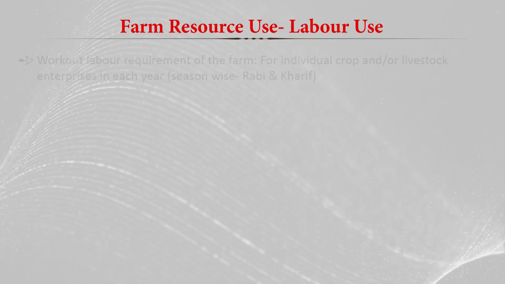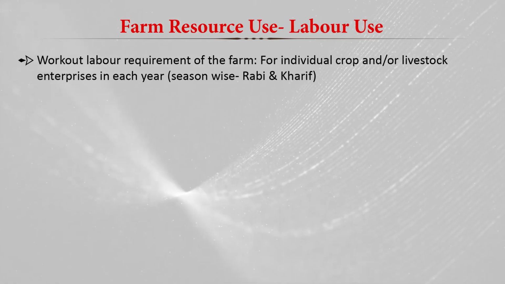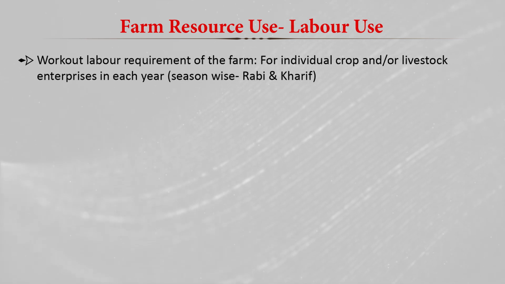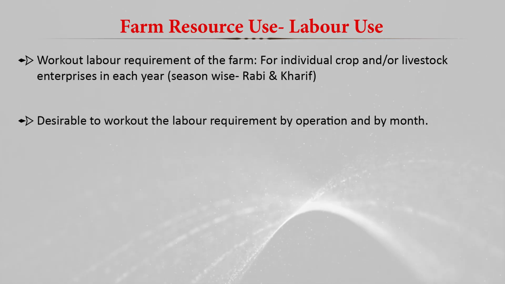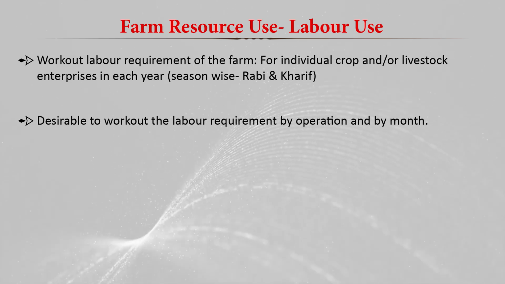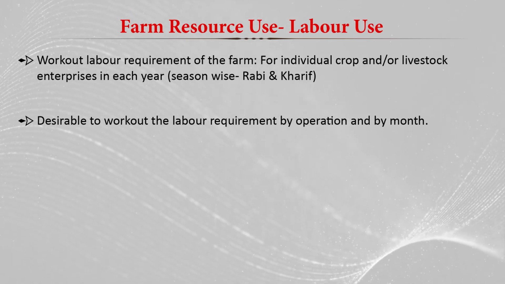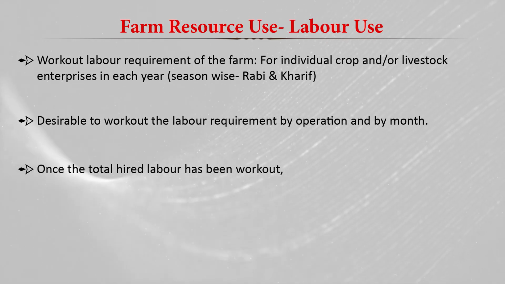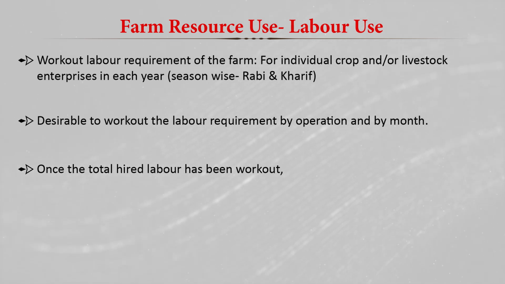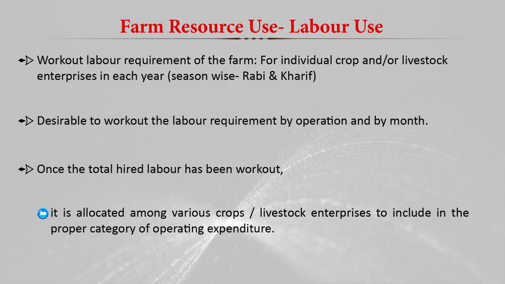The second component of the farm resource use is the labor use. We have to work out the labor requirement of the farm for each individual crop and each livestock enterprise in each year, and also season wise, like the rabi season requirement or the kharif season requirement. It is also desirable to work out the labor requirement by operation and by month. So we have to prepare the requirement for sowing, weeding, harvesting, how much labor is required, and then also calculate the labor requirement month wise. Once the total hired labor requirement has been worked out, it is allocated among the various crops and livestock enterprises, to be included in the proper category of operating expenditure.